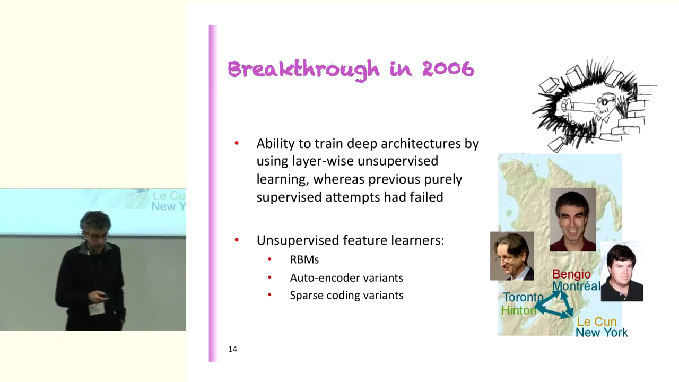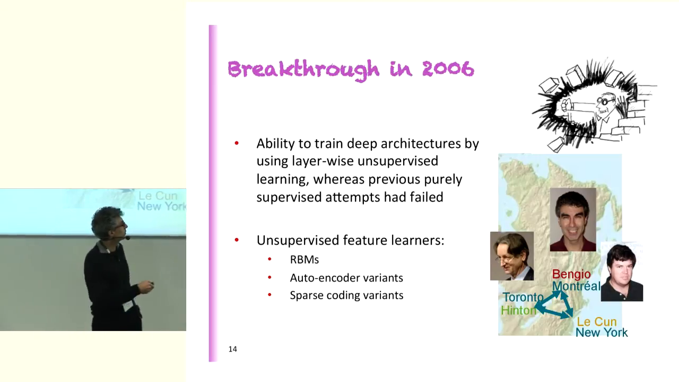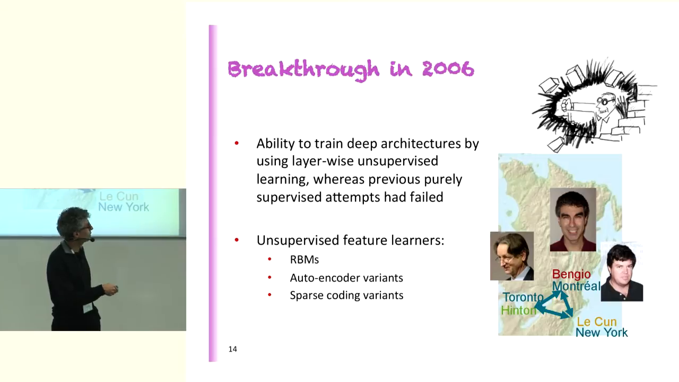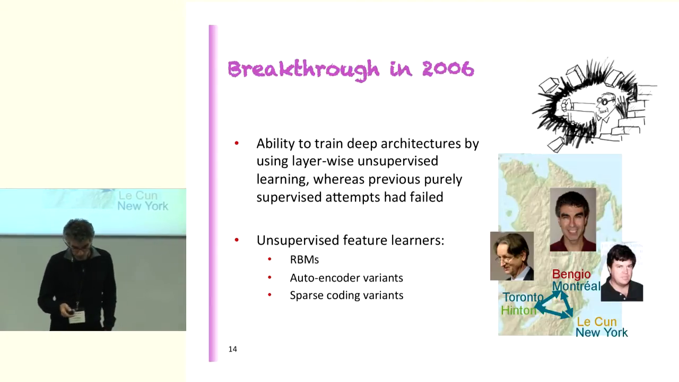So today, I'll tell you about some of these algorithms that we used: RBMs, which are undirected graphical models, probabilistic models, restricted Boltzmann machines, that's what the acronym stands for, a bunch of autoencoder variants and sparse coding variants that already were there in 2006.